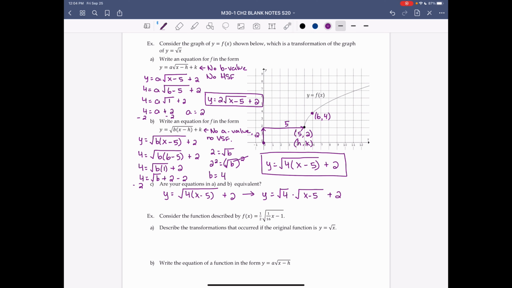What is the square root of 4? It equals 2. So we get y equals 2 square root x minus 5 plus 2. And look, that was our equation from part A. So yes, they are the same.